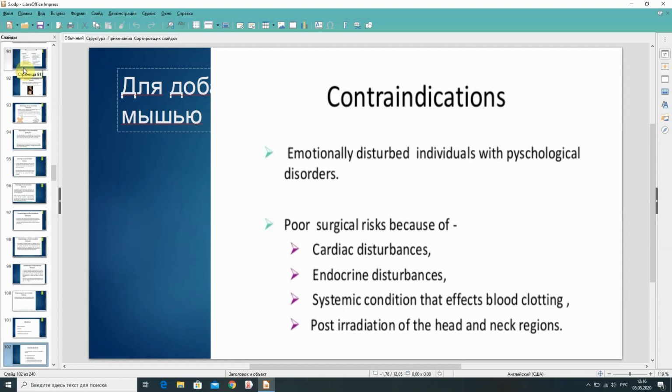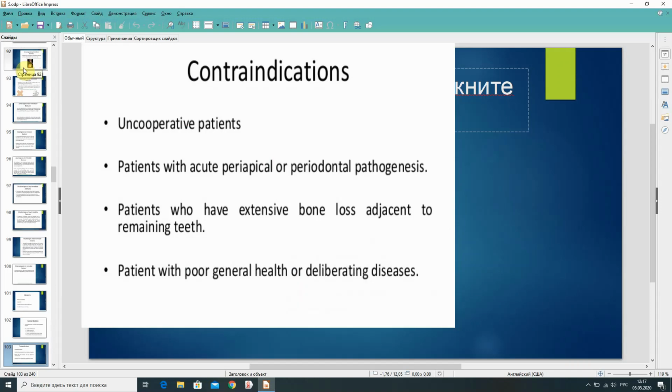Contraindications. Emotionally disturbed individuals with physiological disorders, poor surgical risk because of cardiac disturbance, endocrine disturbance, systemic conditions that affect blood clotting, post-irradiation of the head and neck regions. Uncooperative patients, patients with acute periapical and periodontal pathogenesis, patients who have extensive bone loss adjacent to remaining teeth, patients with poor general health or debilitating diseases.